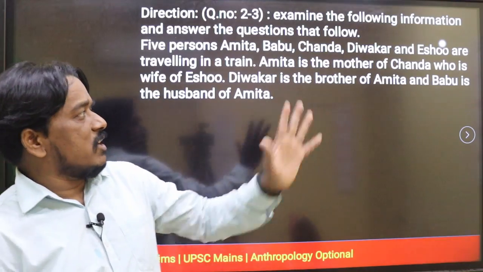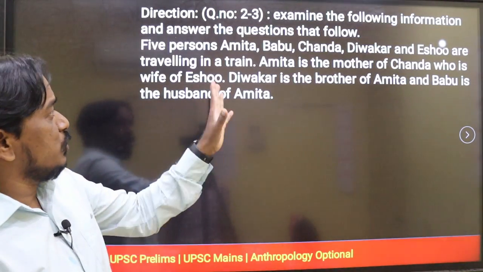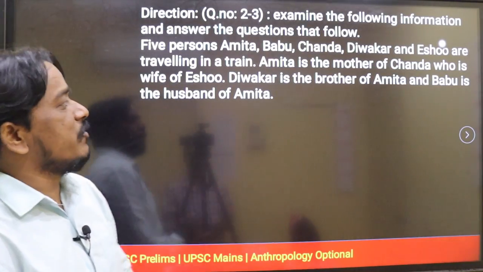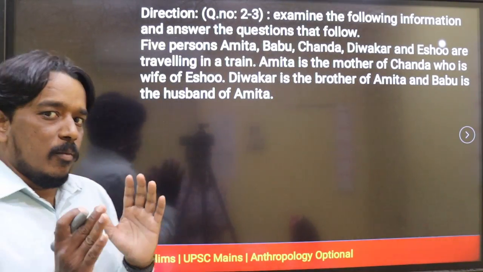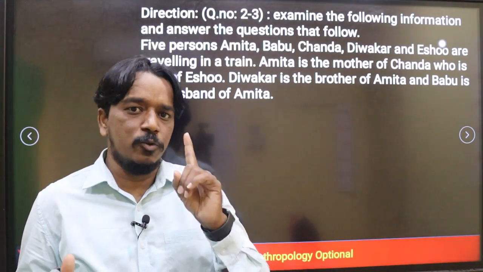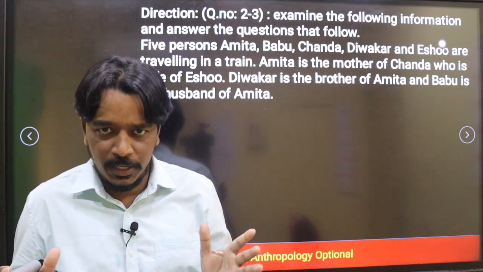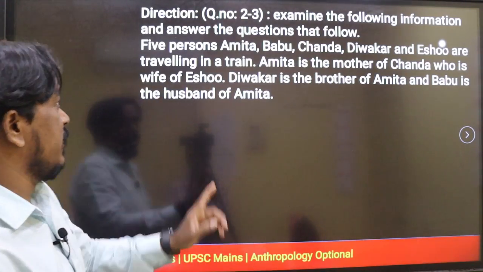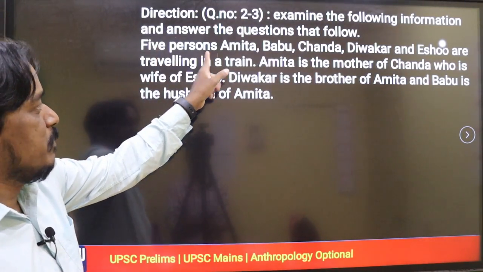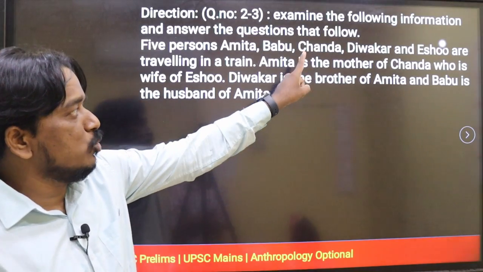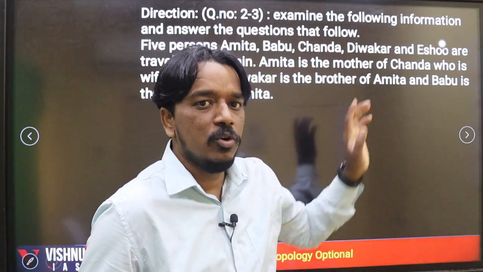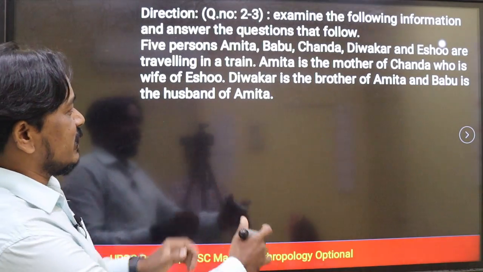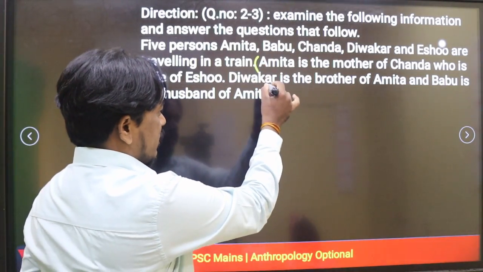So let's see friends, another question here. These types of questions we regularly get in UPSC CSAT paper 2. So we'll see how to solve these questions. In any blood relation question, the only important thing is how to draw a family tree. Observe very clearly how to draw this family tree. See here, the first point. The 5 persons, Amita, Babu, Chenda, Divakar and Isho, 5 members are traveling in a train. These are basic data.